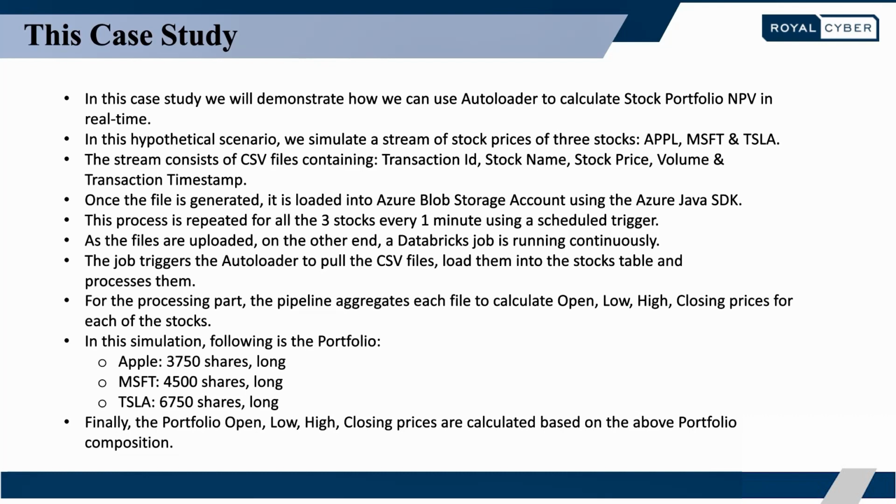In this simulation, the following is the portfolio composition. We have 3,750 shares of Apple long position, Microsoft 4,500 shares, and Tesla 6,750 shares. Finally, the portfolio open, low, high, and closing prices are calculated based on the above portfolio composition.